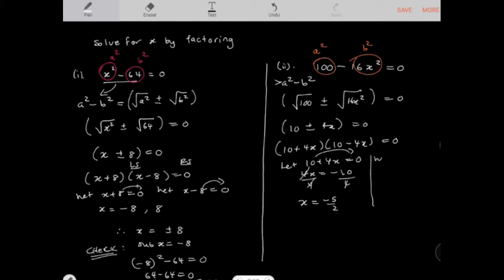We can also let 10 minus 4x equal 0. I'm going to move the 10 to the other side. Negative 4x is equal to negative 10. I'm going to divide by negative 4, and in this case, x is equal to positive 5 over 2. So therefore, x can be equal to plus minus 5 over 2. Okay, and that's how you can solve these expressions, well, in this case, equations.